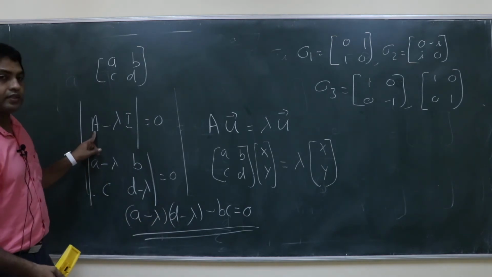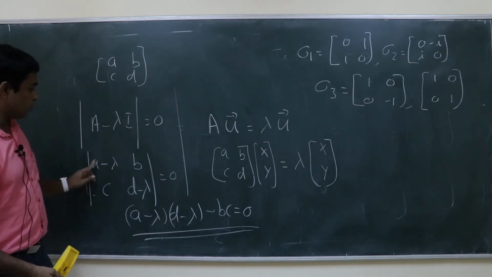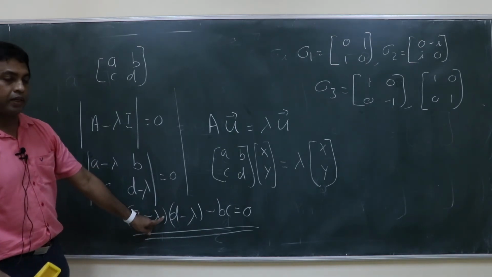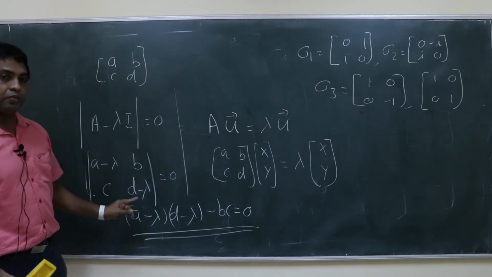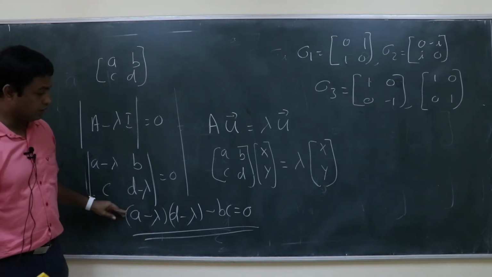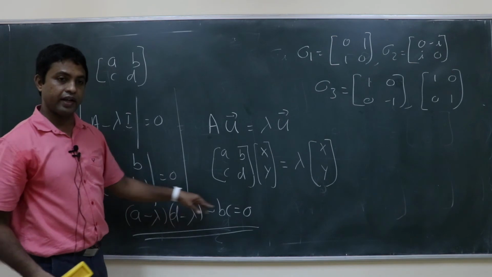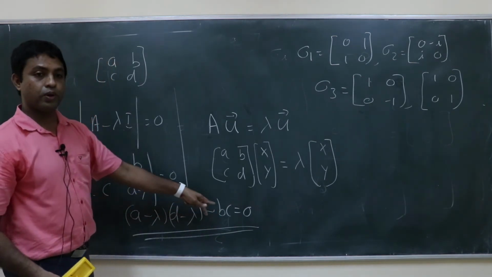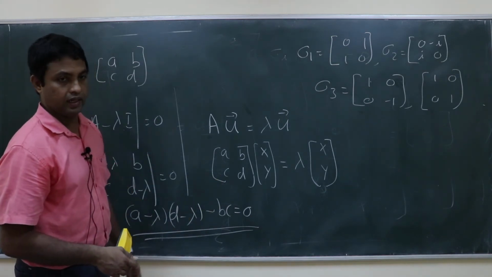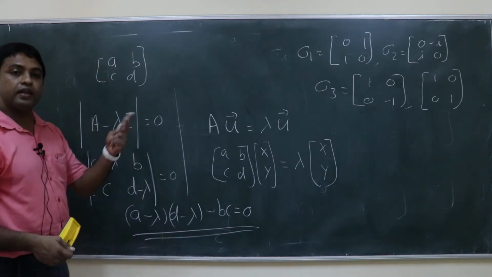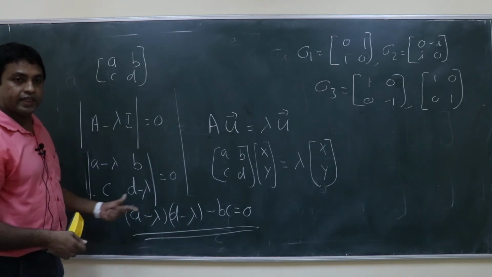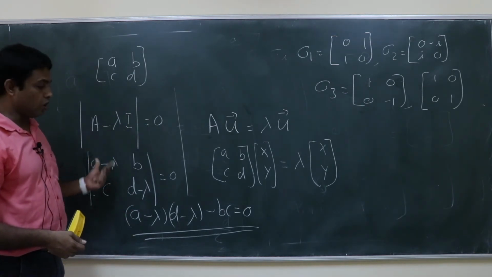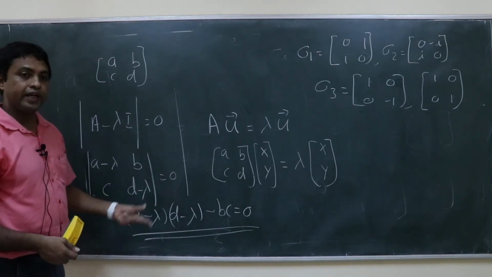If I take A as a 3 by 3 matrix, this will be A minus lambda, something, D minus lambda, something, E minus lambda. If you find the determinant, you get a polynomial in lambda of order 3. Fine, so you get 3 eigenvalues. In general, for any n by n matrix, if you solve the characteristic equation, you get n eigenvalues.